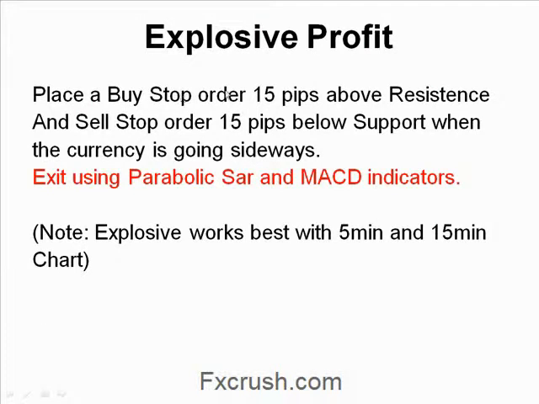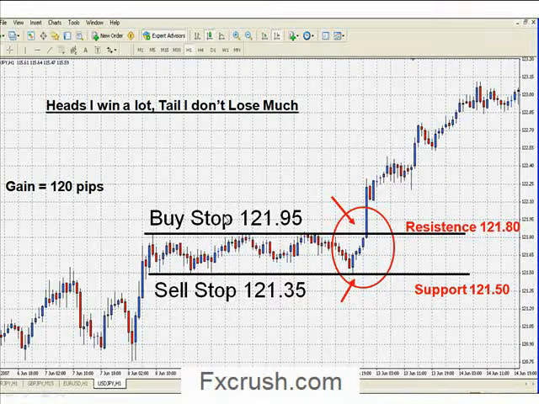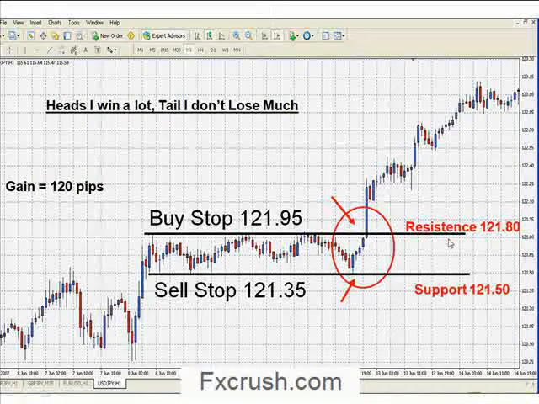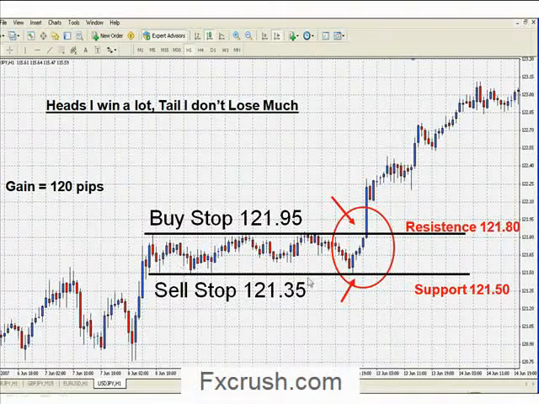What you do is you place a buy stop order 15 pips above the resistance and a sell stop order 15 pips below the support when the currency is going sideways. Here the keyword is sideways. So for example, the currency is going sideways and this line above is the resistance line and this line below is the support line. Now how do you get these lines?